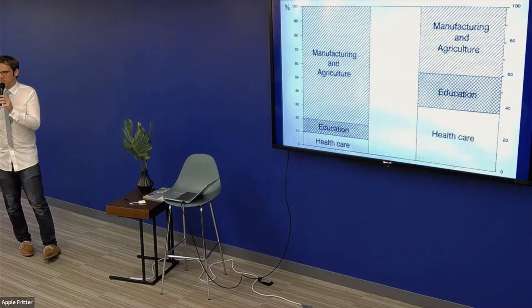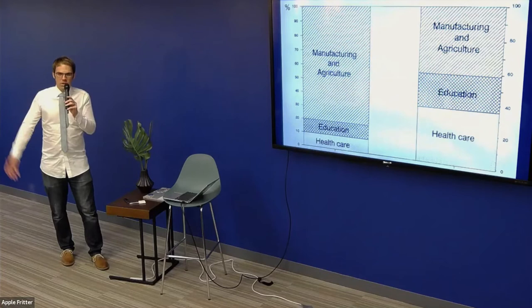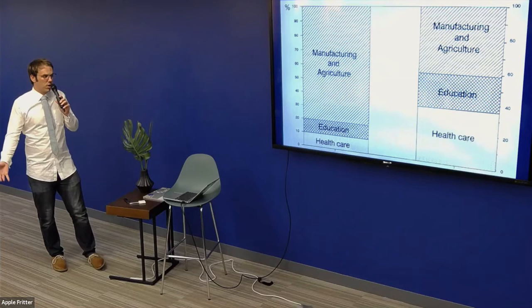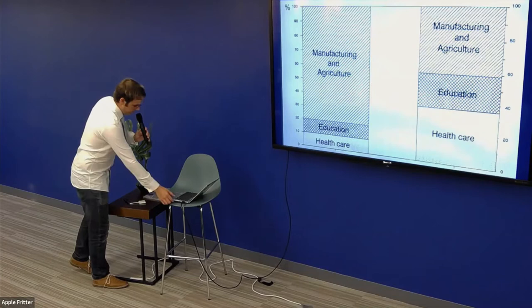Manufacturing and agriculture have gotten more efficient. Use that to lower prices. Education and healthcare are dominated by labor cost, and so the share of the economy that we're spending on them is increasing, and the costs are increasing. Okay, are these things just going to be expensive forever? Or are we totally screwed?